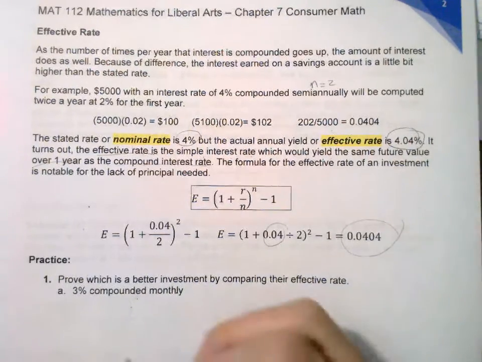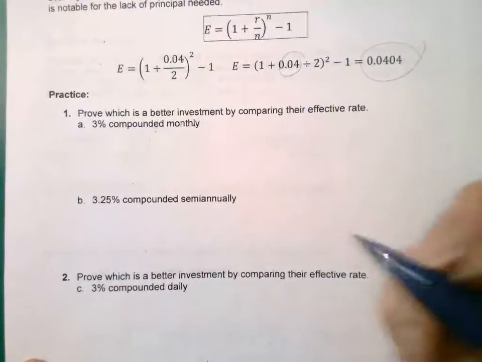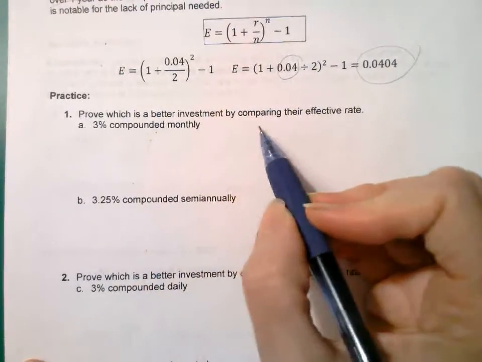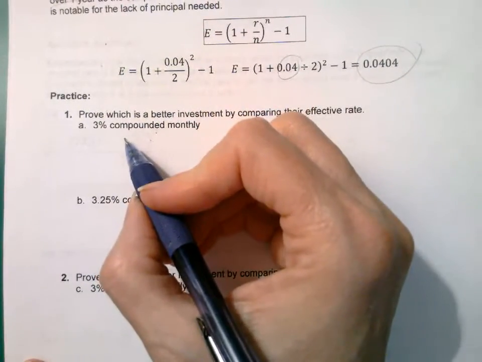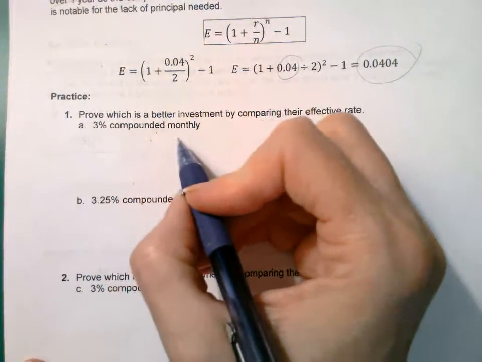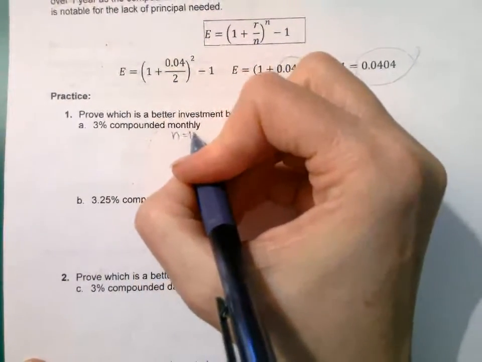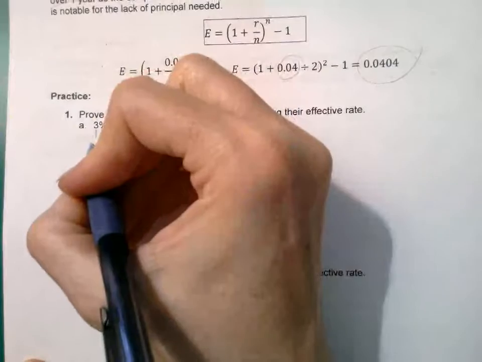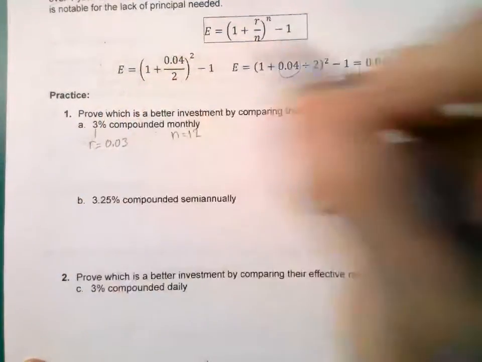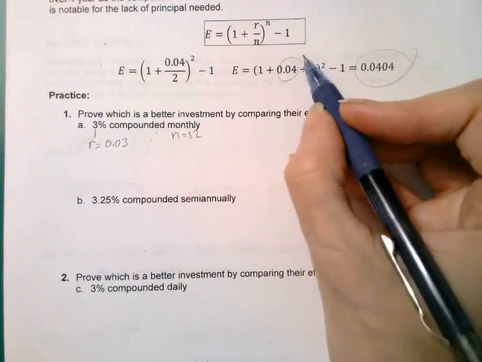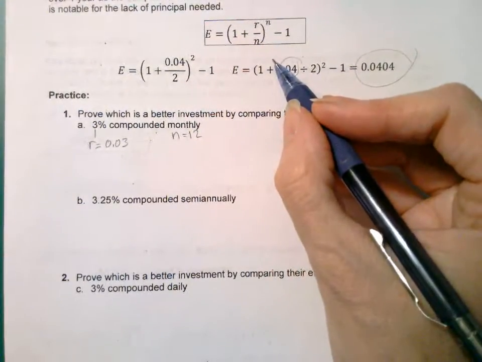So let's look at an example of that. Prove which is the better investment by comparing their effective rates. So one is 3% compounded monthly. So n equals 12, and 3% is an r of 0.03. If they use the word effective rate, this is the formula we're using.